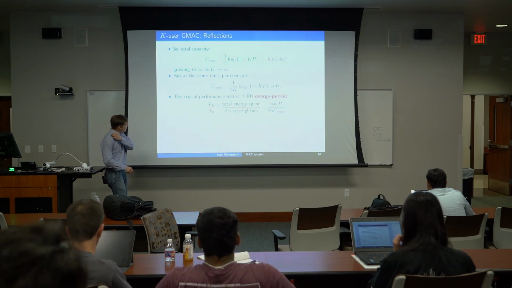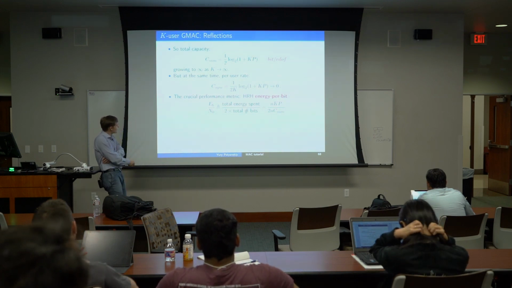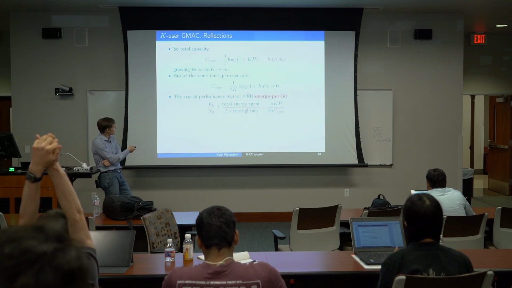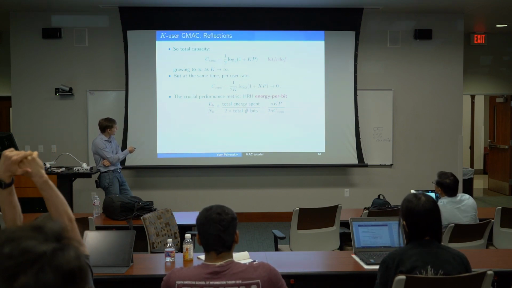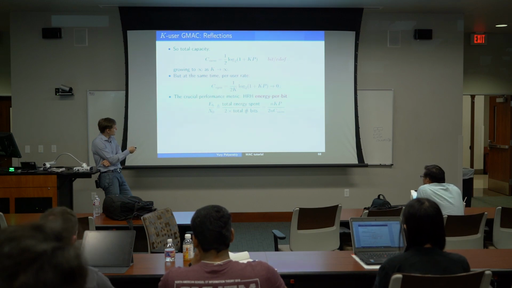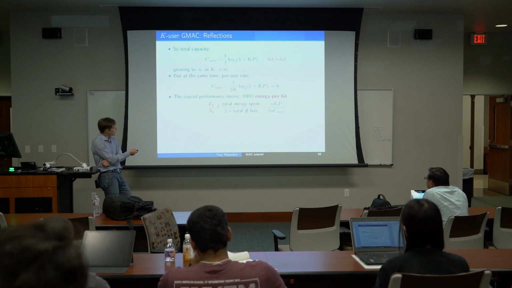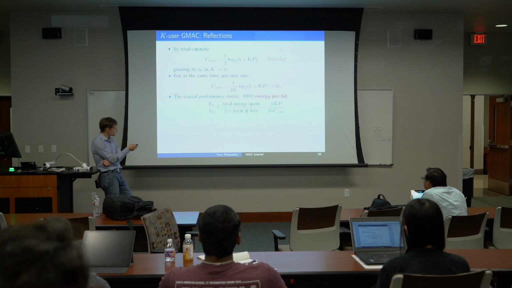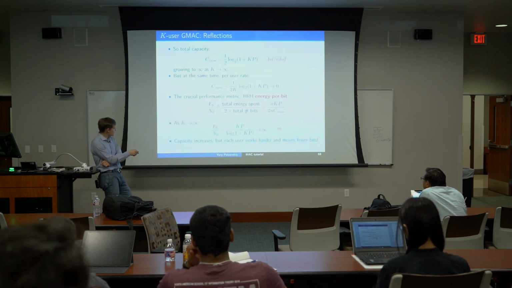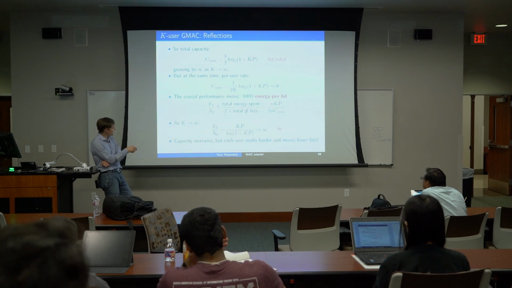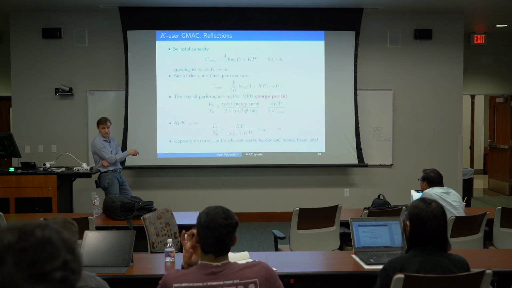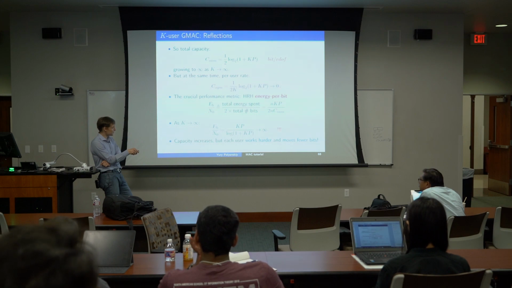Now to go further, we need to introduce this key performance metric, energy per bit. How is it defined? It's the total energy spent divided by twice the total number of bits. Don't ask me about twice, it's just a convention. So if you plug in this formula, the total energy spent was n times KP, the block length, but n cancels, divided by log 1 plus KP. Wow, it explodes to infinity!